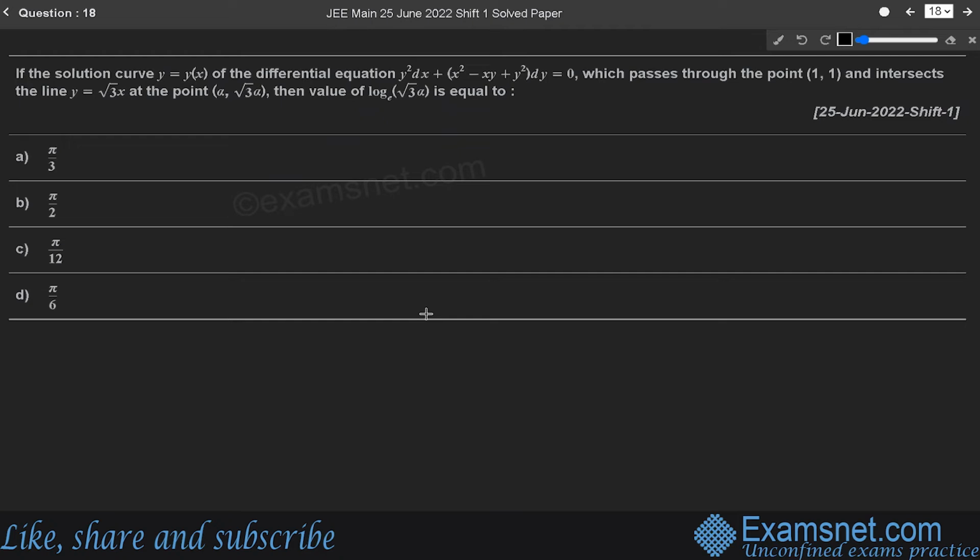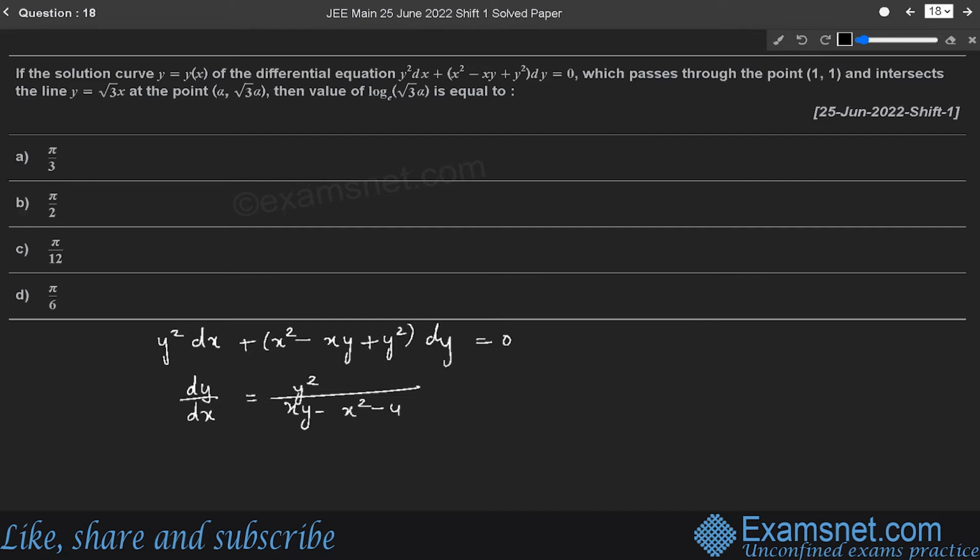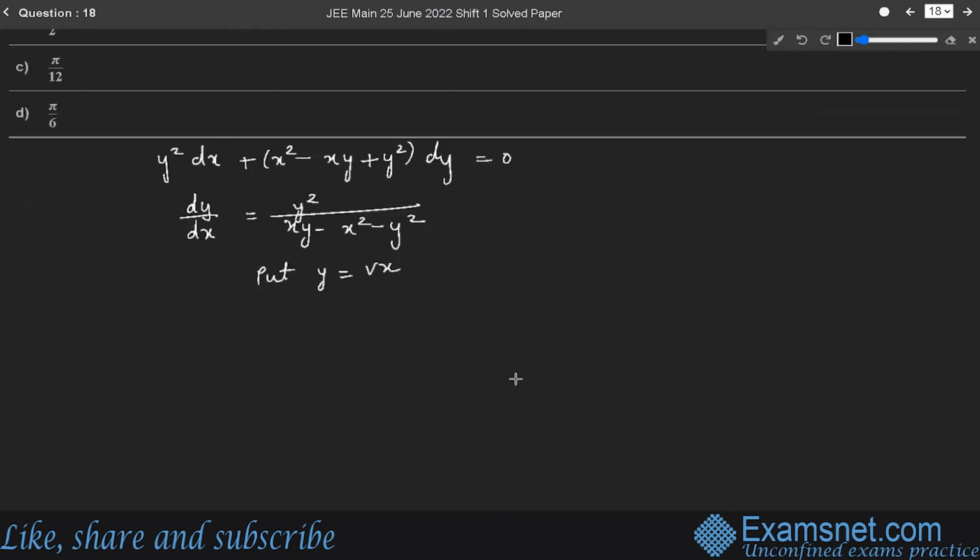So a differential equation is given here, which is y² dx + (x² − xy + y²) dy = 0. It can be written as dy/dx = y² / (xy − x² − y²). Now put y = vx, then we get v + x dv/dx = v² / (v − 1 − v²).